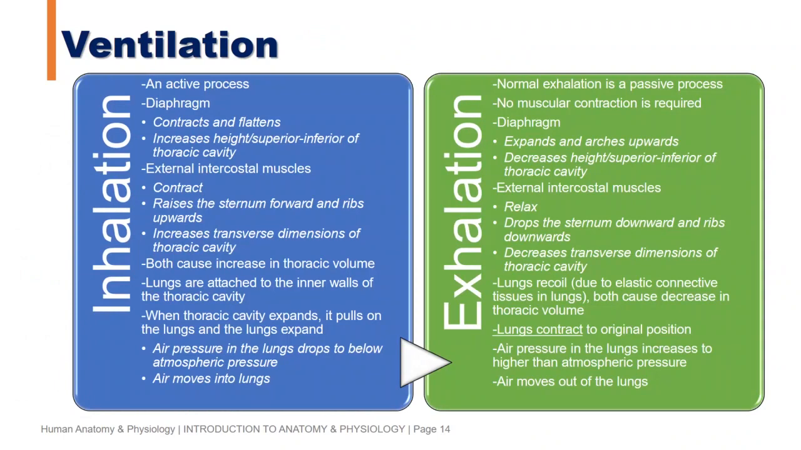Ventilation. Inhalation is an active process. Your diaphragm contracts and flattens, which increases the superior-inferior height of the thoracic cavity. The external intercostal muscles contract and raise the sternum forward and the ribs upwards. This also increases the transverse dimensions of the thoracic cavity. Both cause an increase in the thoracic volume.